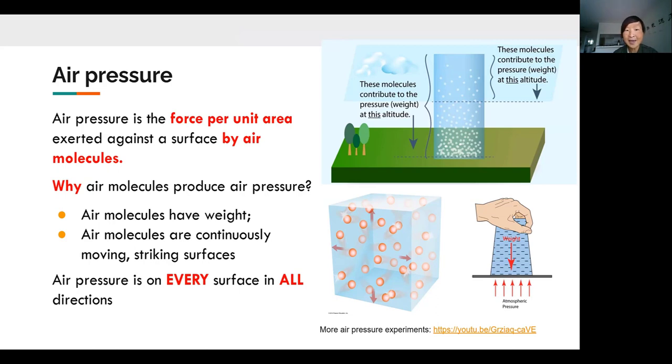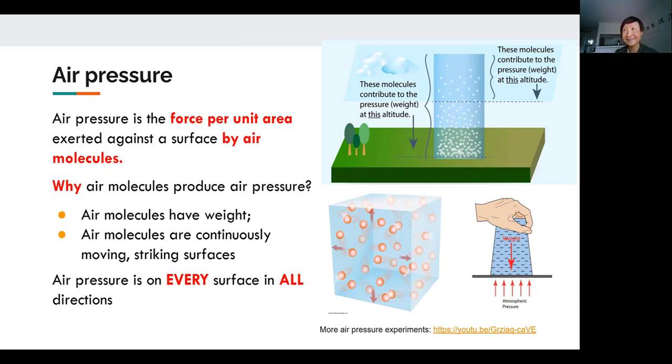So pressure is everywhere. Why can air molecules produce air pressure? There are two important reasons I want you to memorize. Number one, the air molecules are constantly moving, even though we cannot see it. For example, if this is an air molecule, it strikes my face and gives my face a force over an area. So this is the pressure. That is one reason you have air pressure. The other reason is that air molecules have weight, they're heavy.